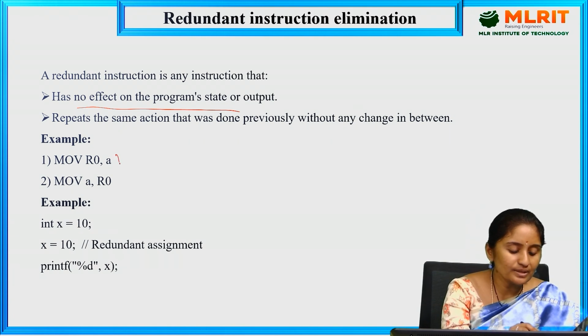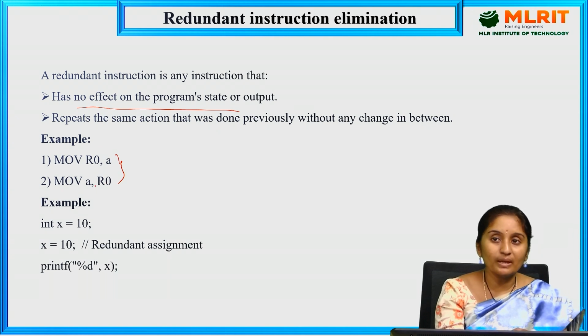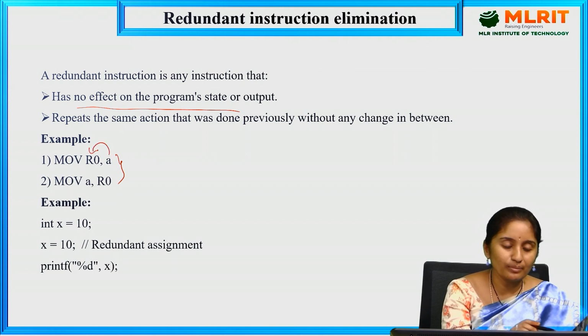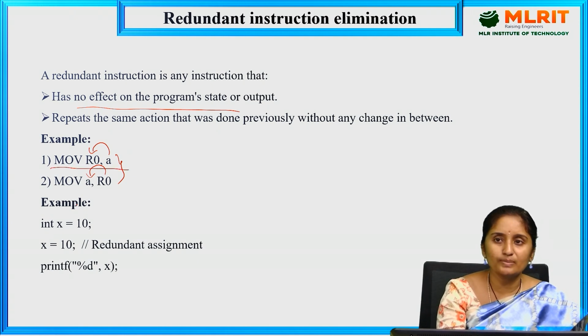These are the two assembly instructions we have taken: move R0, A and move A, R0. Here move R0, A means variable A is moved to the R0 register. And the next statement is move A, R0, meaning R0 is moved to A. So here both the statements are doing the same thing.